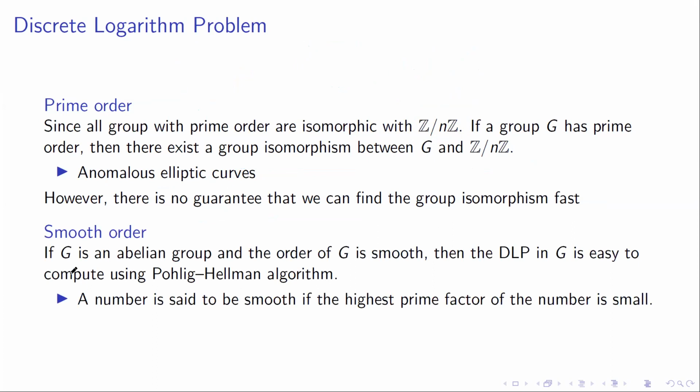And the last thing on why some discrete logarithms are easy is because of the smooth order. If G is an abelian group and the order of G is smooth, then the discrete logarithm problem in G is easy to solve using the Pohlig-Hellman algorithm.